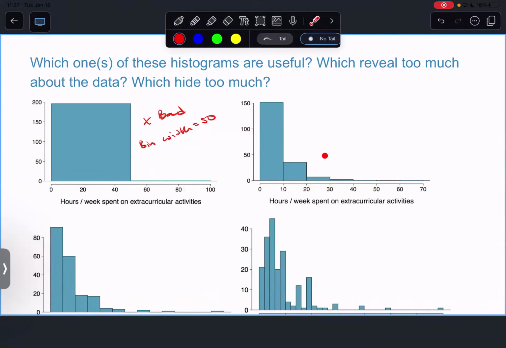Moving across this way, because that's how the bin widths are decreasing, now let's say I've got a bin width of 10. I see a little bit more of the shape emerging, so that's nice. And so I'm okay with this one. I'll say it's okay.